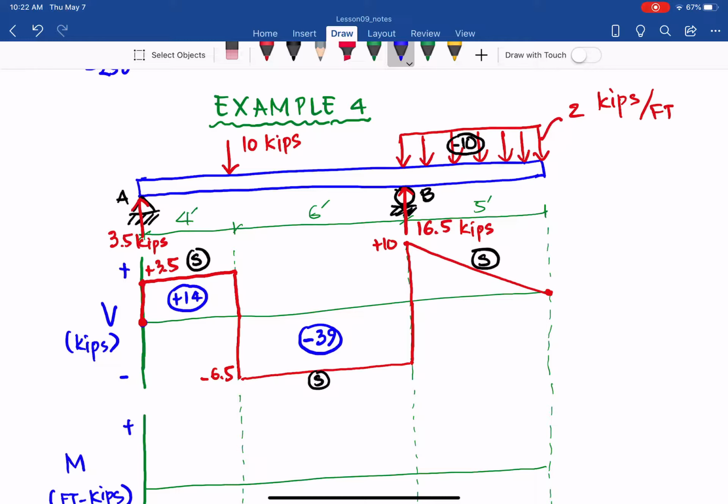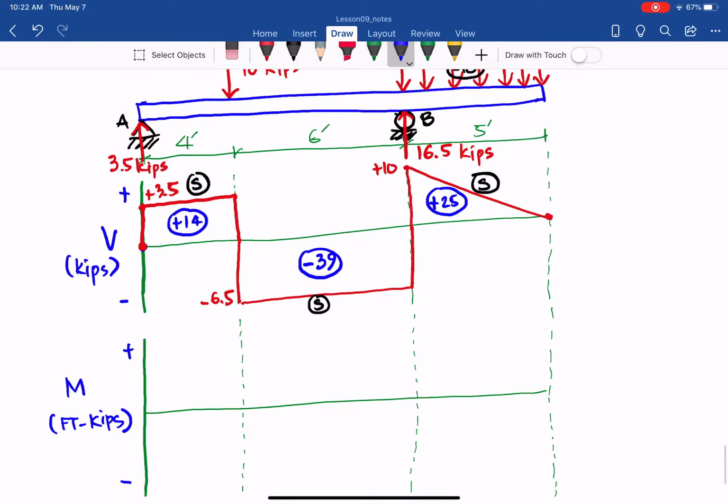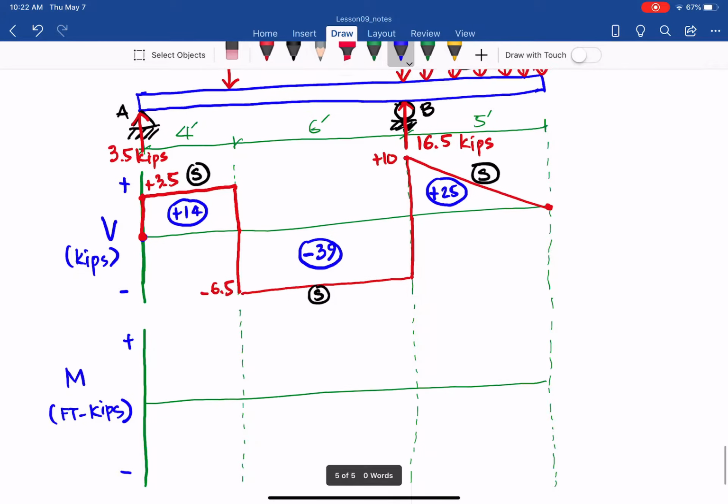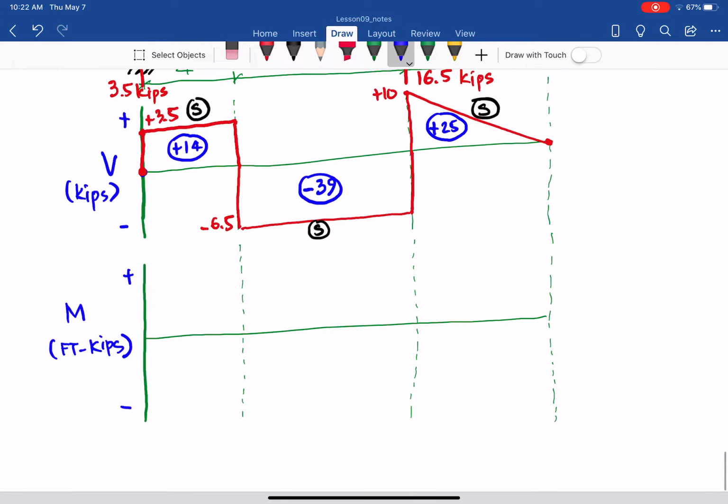I see many people make that mistake. Not 50, but here it's 25. Keep that in mind. Everyone see that? Because that is a triangle. So 10 times 5, 50, divided by 2. Because that's the area of the triangle, not the rectangle where you would have 50. So from that, we can go ahead and draw the moment diagram.